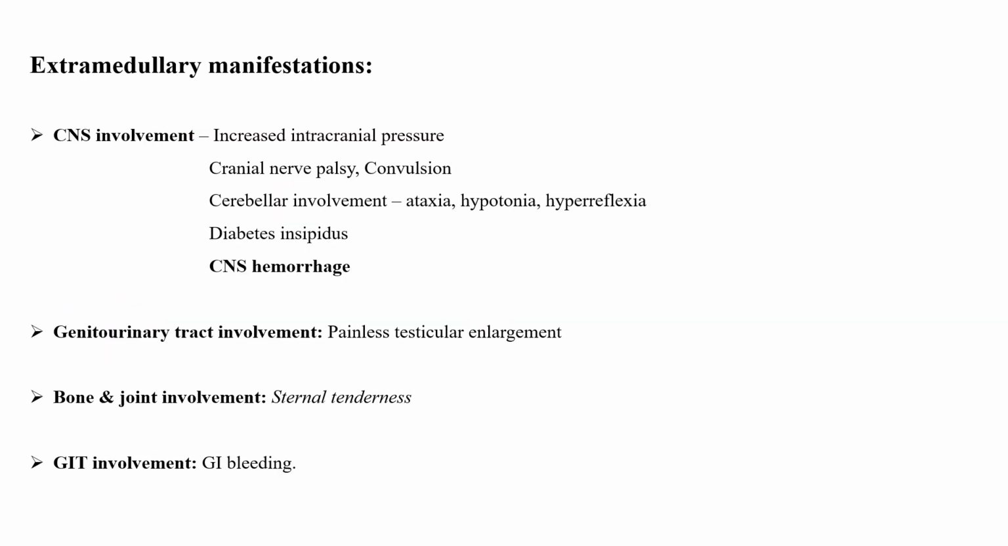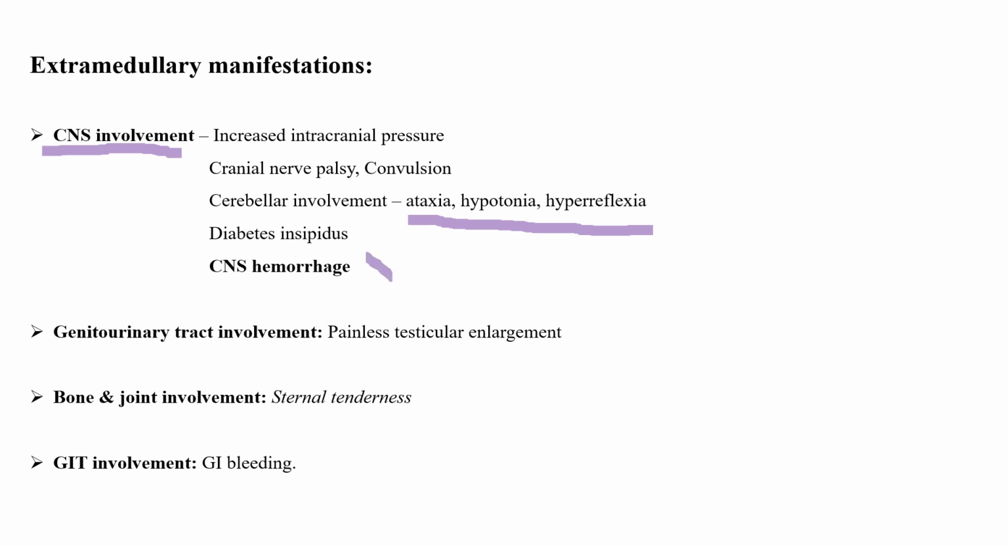So you can see the hepatosplenomegaly of this child. And regarding extramedullary manifestations, it occurs when the cancer cells spread from the bone marrow. So the most dangerous manifestation is the CNS involvement, where it will cause raised ICP, intracranial pressure. So it can lead to cranial nerve palsy, convulsions, and cerebellar involvement in the form of ataxia, hypotonia, hyperreflexia. And if it affects the pituitary gland, it will cause diabetes insipidus.